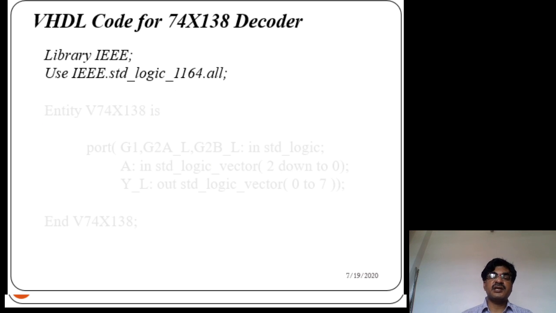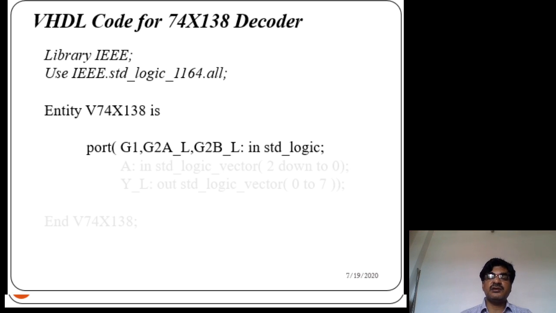Entity declaration starts with the word entity. Now we are going to write a program for IC 74138, that is the 3 to 8 decoder. So here I have given the name V74138. Whatever name you can choose, but you have to follow the rules. The name should start with an alphabetic letter, not with a numeric. Right? Then port.